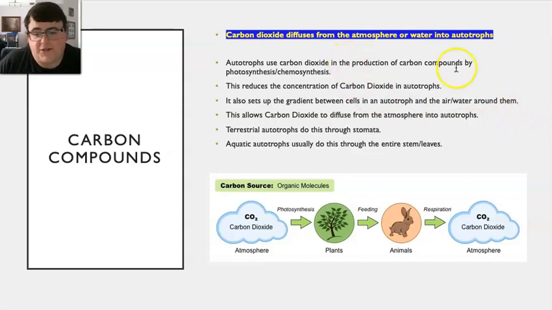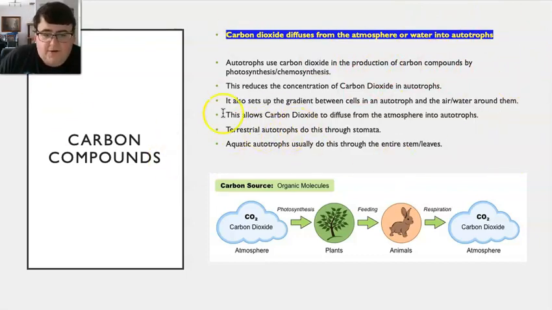Because if they just took the carbon dioxide in and left it as carbon dioxide, eventually there'd be more carbon dioxide in the cells of the plant, and it wouldn't take any more in. But because it's actively being converted into other carbon compounds through photosynthesis and chemosynthesis, the concentration of carbon dioxide is never too high in the cells. It's always higher in the environment, and constantly the carbon dioxide continues to diffuse into the plant.